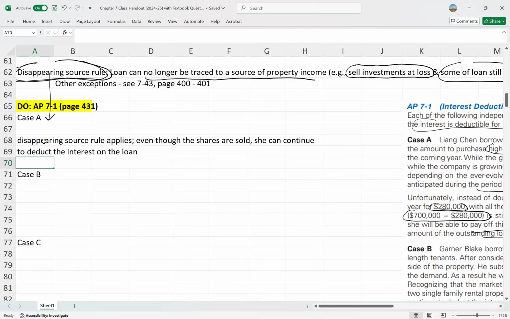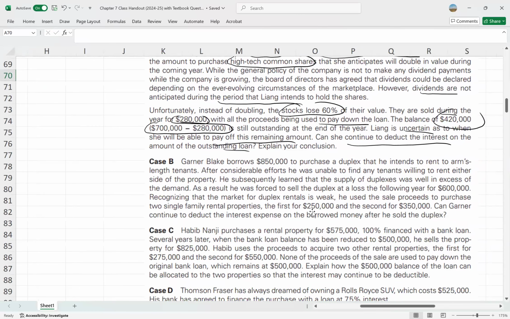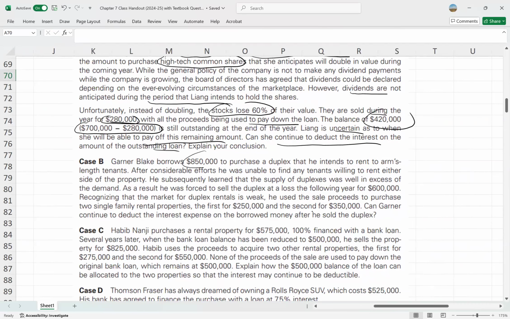So as we're going through these cases, if you have any questions, feel free to just jump in and ask them. If we move to case B, this individual borrows 850,000 to buy a duplex. And he's intending to rent out the property. But after he bought the property, he was unable to find any tenants willing to rent either side of the property. So a side-by-side duplex, there's 2 units for rent. He couldn't find any tenants to rent the duplex.